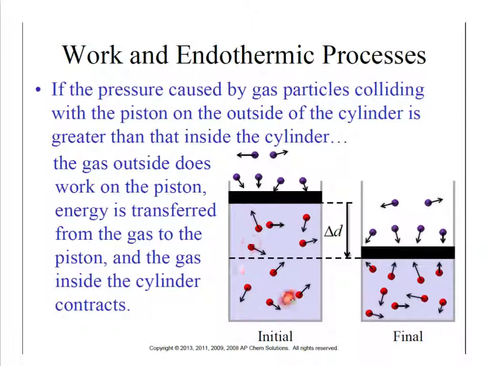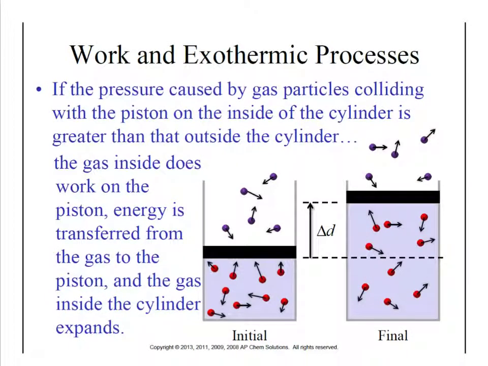If we have a gas inside of a piston and a gas outside of the piston, and the pressure from the gas outside is greater than the pressure on the inside, the gas on the outside will push down the piston and shrink the volume. This means that work is being done on the gas on the inside. If the inside is our system and this is the surroundings, work is done by the surroundings on the system. So in this case, work would be positive. It is an endothermic process.